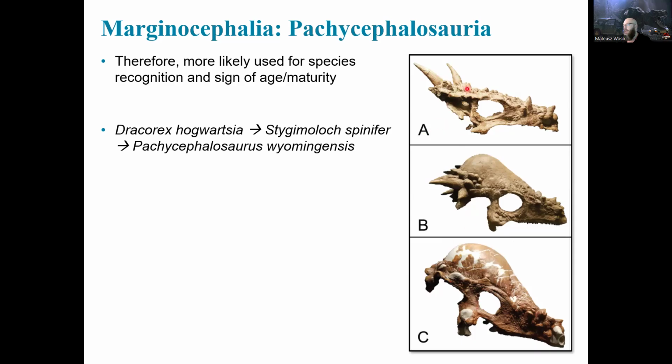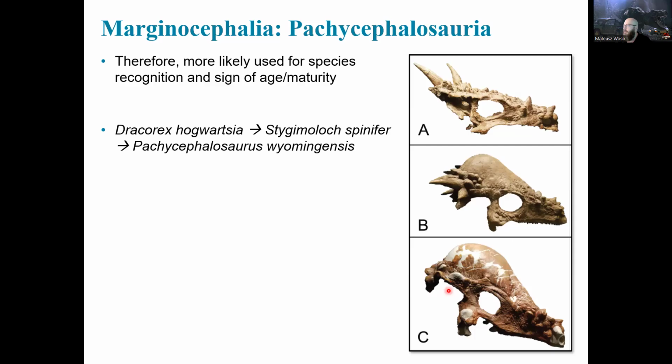So Dracorex is the younger version of the juvenile, with Stygimoloch being like the teenager, eventually evolving into Pachycephalosaurus, the adult. However, as always happens with new data that pops up, there's the caveat that that actually might no longer be the case.